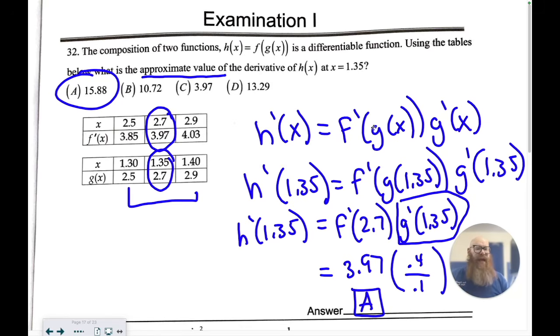All right, so the table gives us f prime directly, but it doesn't give us g prime, which is where the approximation needs to come in, and that's where we do the average rate of change as opposed to instantaneous rate of change, because we can't do instantaneous rate of change.